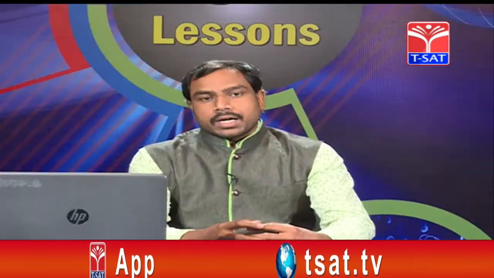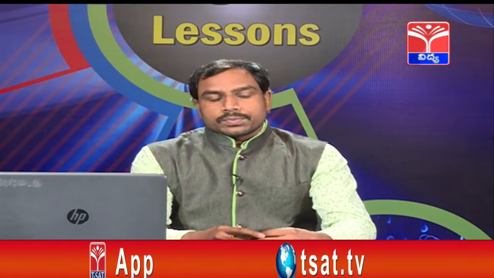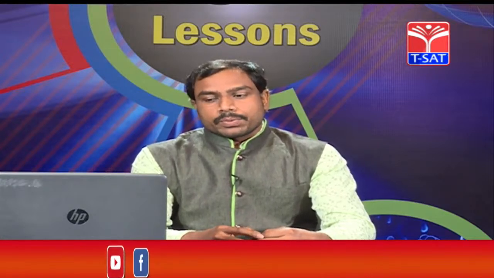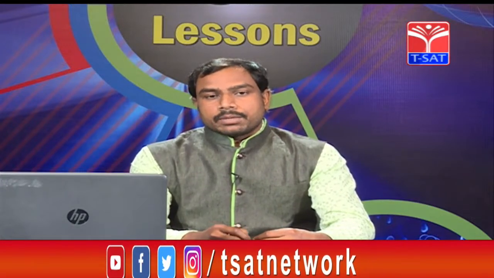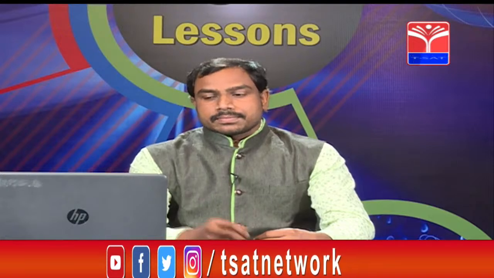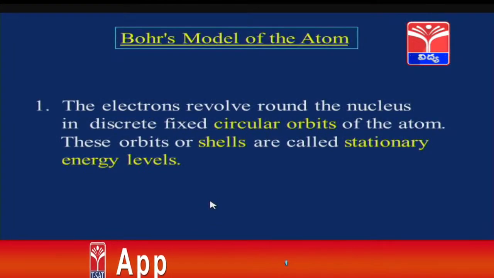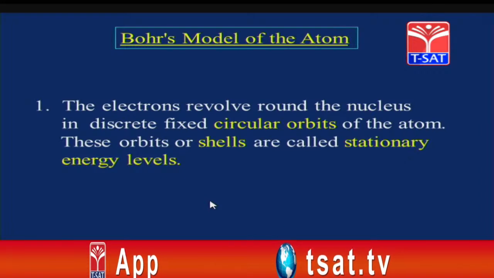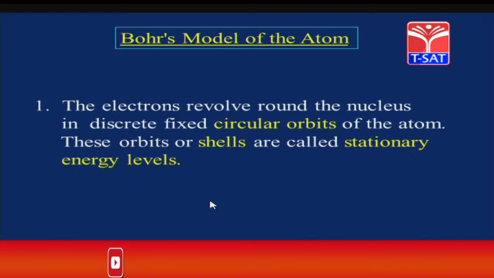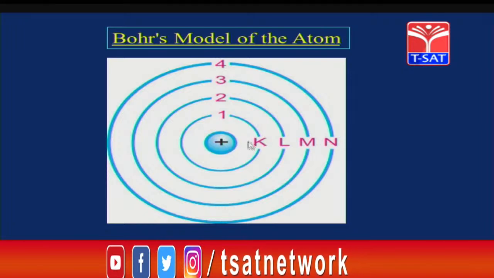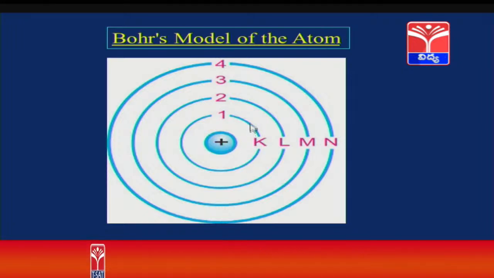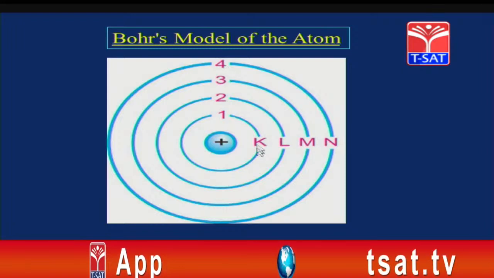Children, we also discussed Bohr's model of the atom in our previous topic. In Bohr's model of the atom, we learned about energy levels. The electrons revolve around the nucleus in discrete fixed circular orbits of the atom. These orbits or shells are called stationary energy levels. At the center of the atom is the nucleus. Around the nucleus, various shells are present, and these are circular orbits.